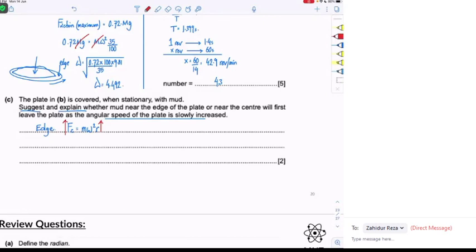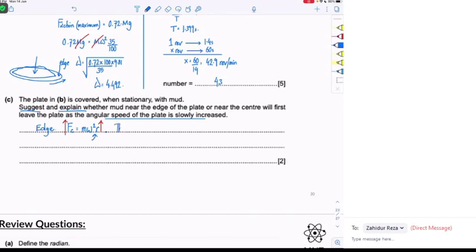and the closer you're towards the center, the less centripetal force you need. So the question is, where is it more likely that the particles will not have enough centripetal force available because of friction? At the edge, right? Because edge is further away. So how do you write this answer?